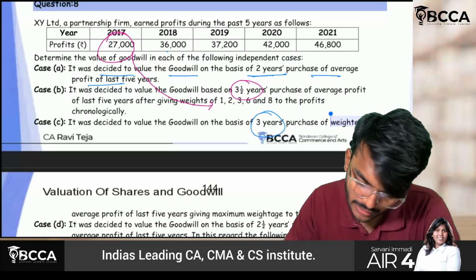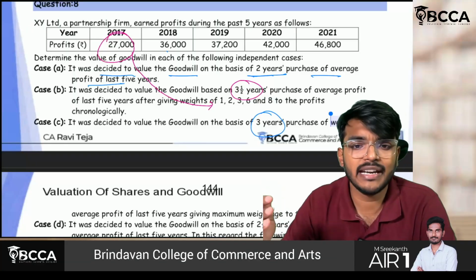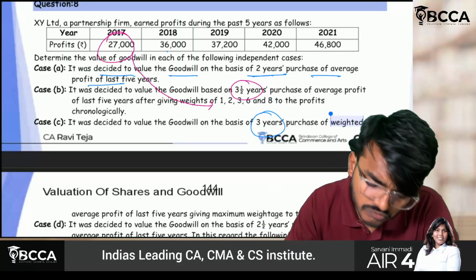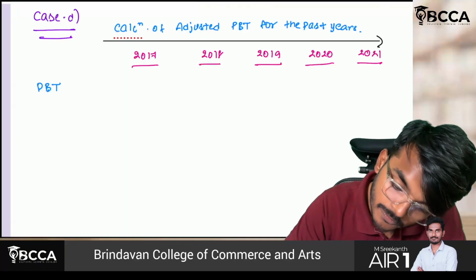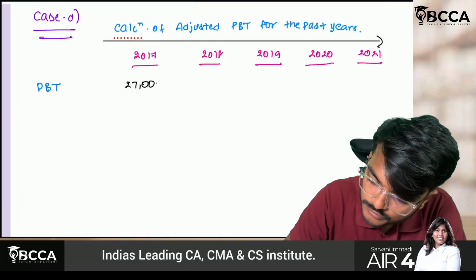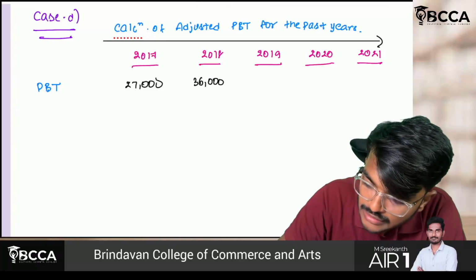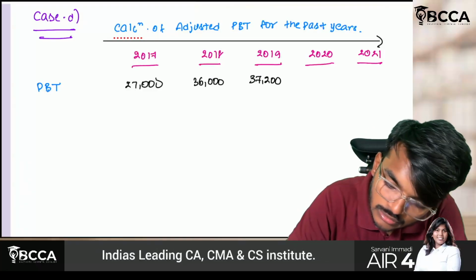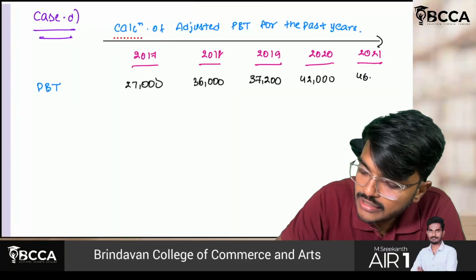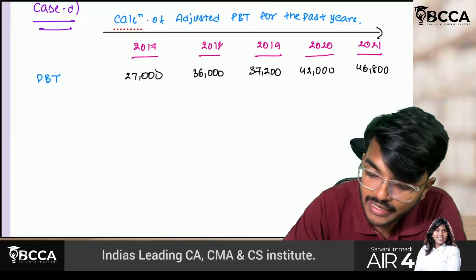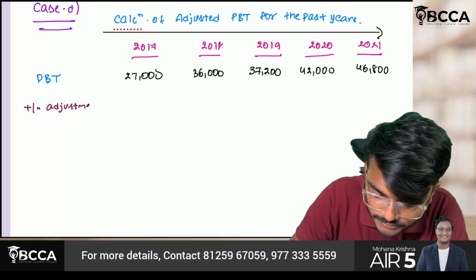I hope they have given this. Okay, I am assuming this as a PBT. So I will be taking this because nothing is mentioned. Tax is also not given. So PBT and PAT both will be same if tax is not there. Correct. Okay. The profit of 17 is 27,000, then 36,000, 37,200. Let me just copy those figures. 27,000, 36,000, 37,200. Next two figures 42,000, 46,800.